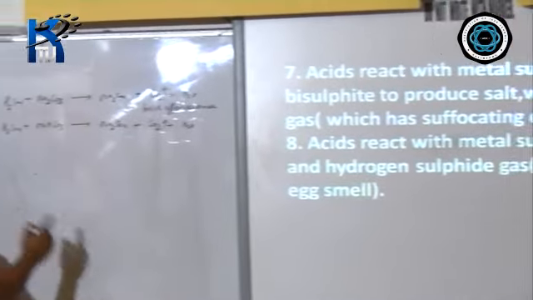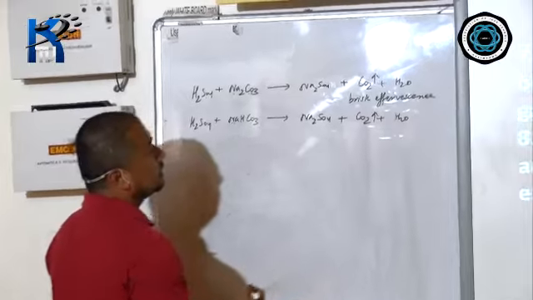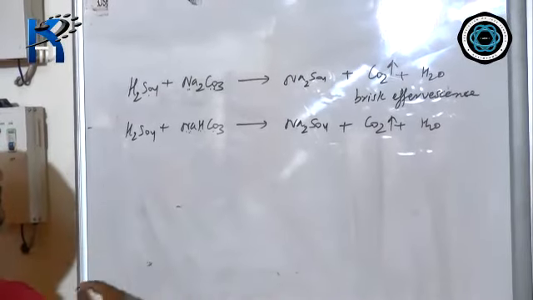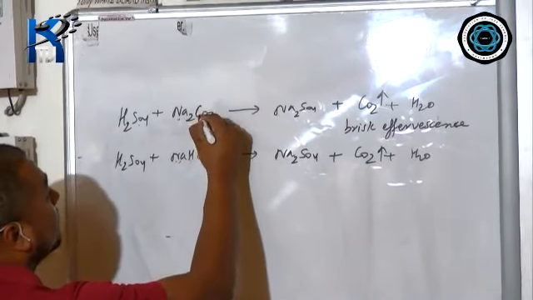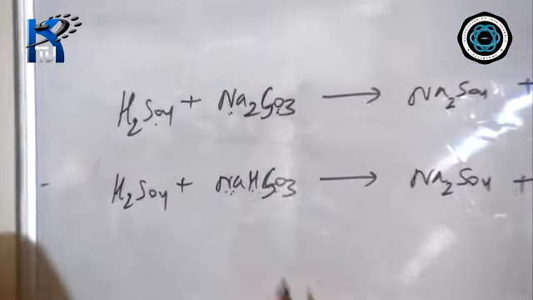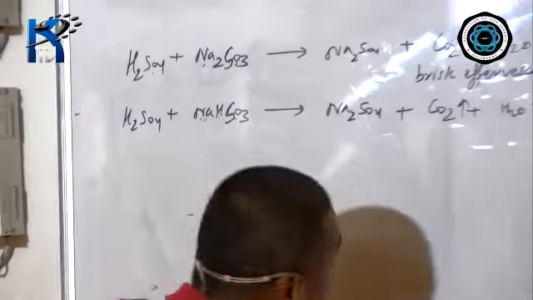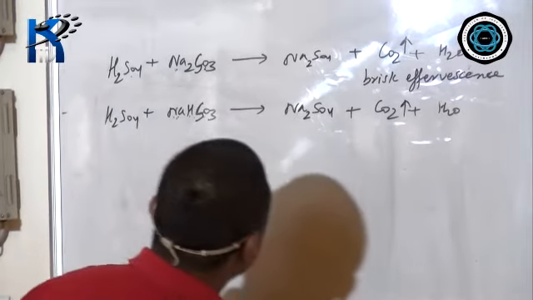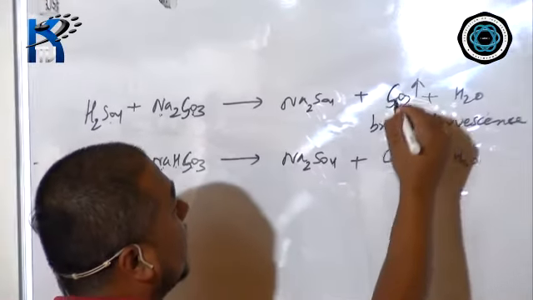Any acid reacts with metal sulfite or metal bisulfite to produce salt, water and sulfur dioxide gas, and that has a suffocating odor. Now see the trick I am doing here. It was carbonate earlier, isn't it? Now I am just replacing C with sulfur. Now it became sulfite and bisulfite. Sulfite means SO3, bisulfite means HSO3. I have just replaced C with S, that is, carbon with sulfur. So here also you do the same thing, you just replace C with S.